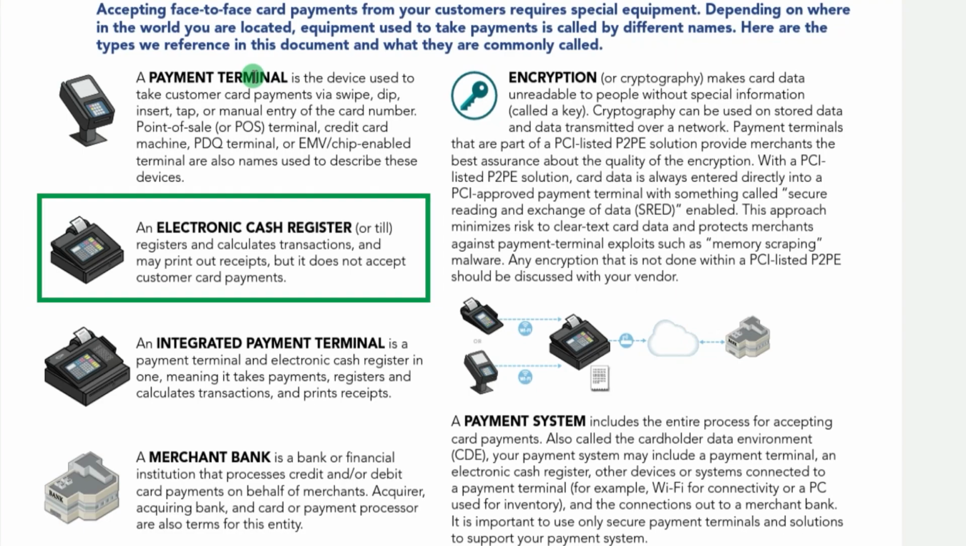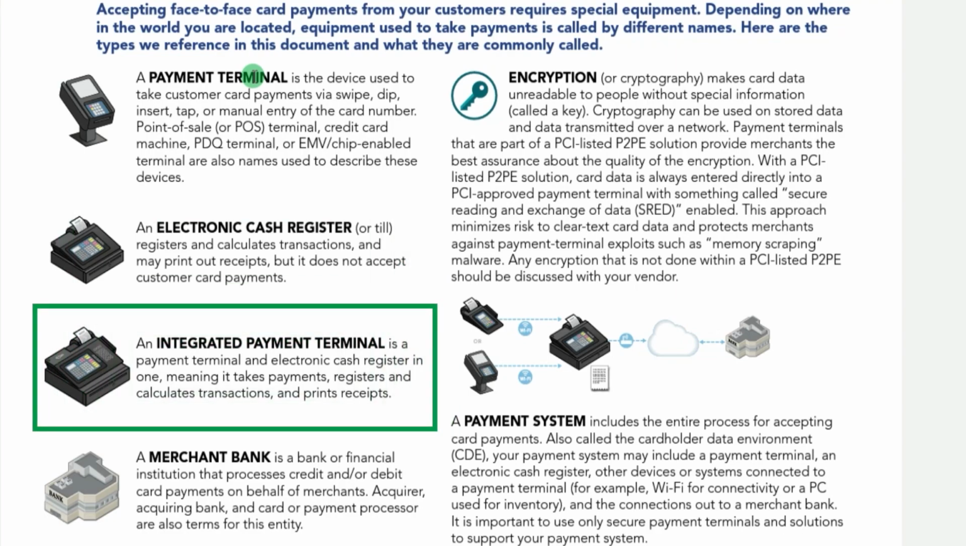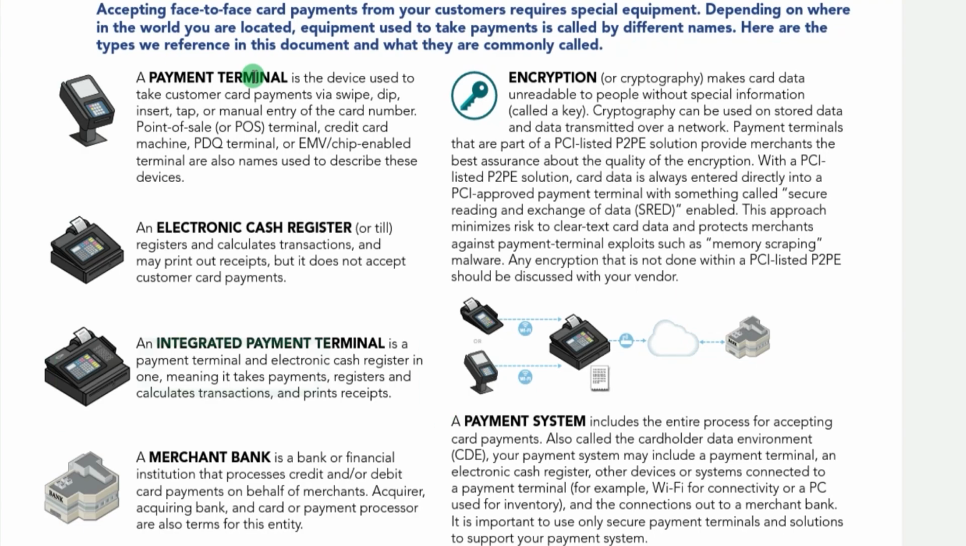Second, electronic cash register. Now, these are not usual anymore. This is not common. But let's see what it is. An electronic cash register registers and calculates transactions and may print out receipts, but it does not accept customer card payments. So basically, it gives you the receipt, but it's not going to take your card directly. Next, integrated payment terminal. This is like the combo. This has the payment terminal and the electronic cash register in one single device.